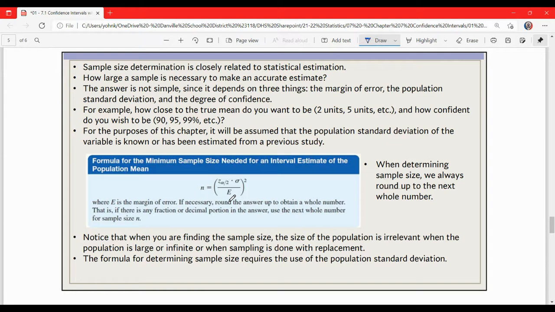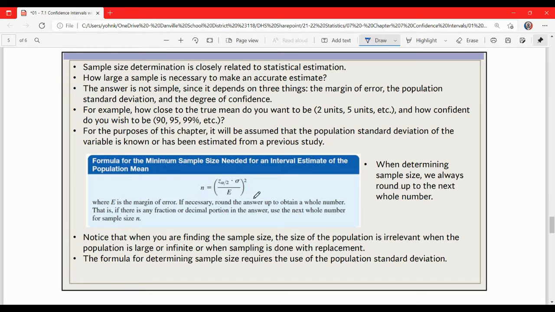So we have a formula to calculate the minimum sample size needed for an interval estimate of the population mean. It's right here, n equals z alpha over 2, the critical value, times sigma, which is the population standard deviation, divided by the error, and then squared.